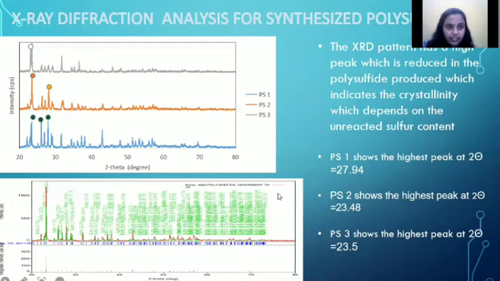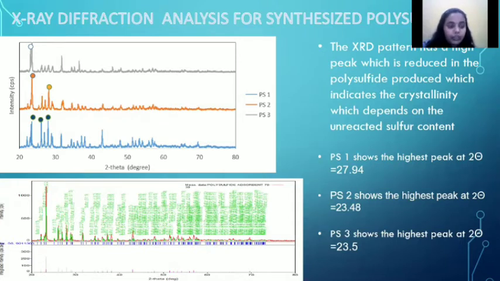Here we have the XRD diffraction analysis for the synthesized polysulfide. PS1 is 70% sulfur and 30% waste cooking oil. PS2 is 60% sulfur and 40% waste cooking oil. And PS3 is 50% sulfur and 50% waste cooking oil. PS1 shows the highest amount of unreacted sulfur. As you can see, the amount of unreacted sulfur is high in PS1 because the ratio of sulfur to waste cooking oil is high, which is 70% sulfur and 30% waste cooking oil.